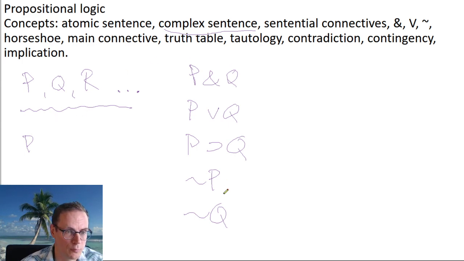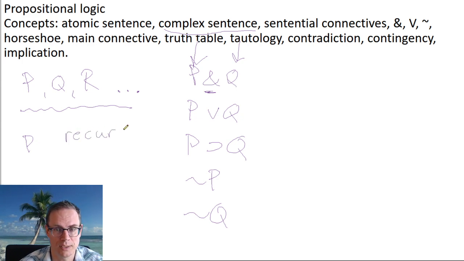And these are also well formed. So if I have two well formed formulas, here I have P and Q, and I combine them with an and, the result is also a well formed formula. The same applies to or, if then, and not. So this is what's known as a recursive definition of what a well formed formula is.